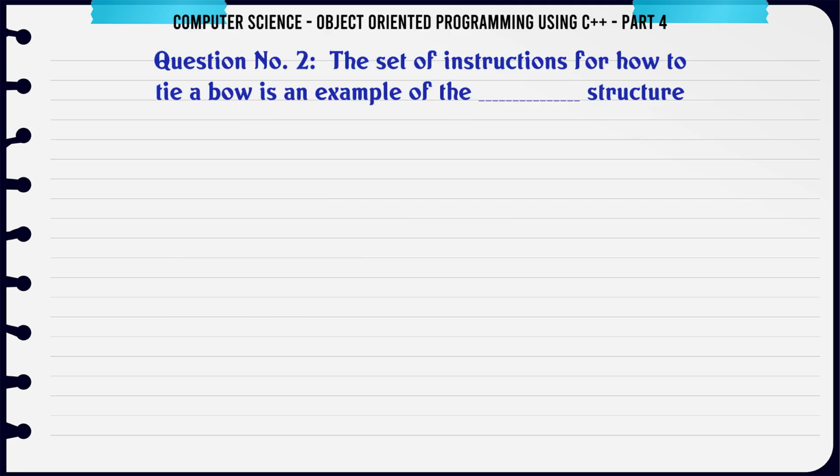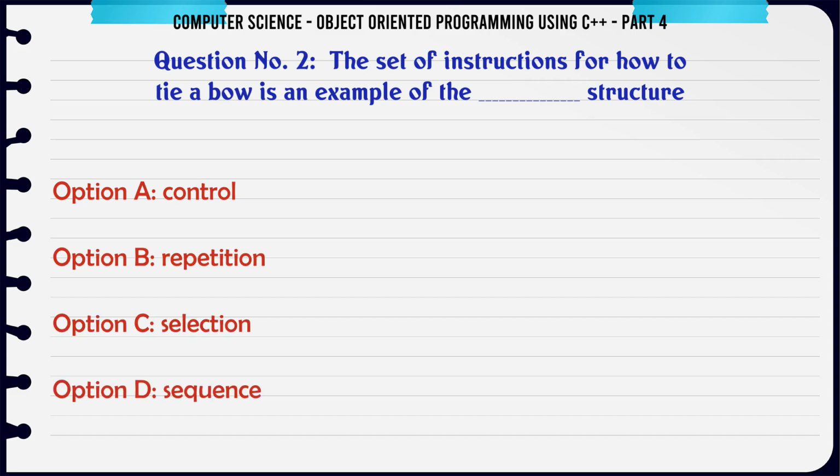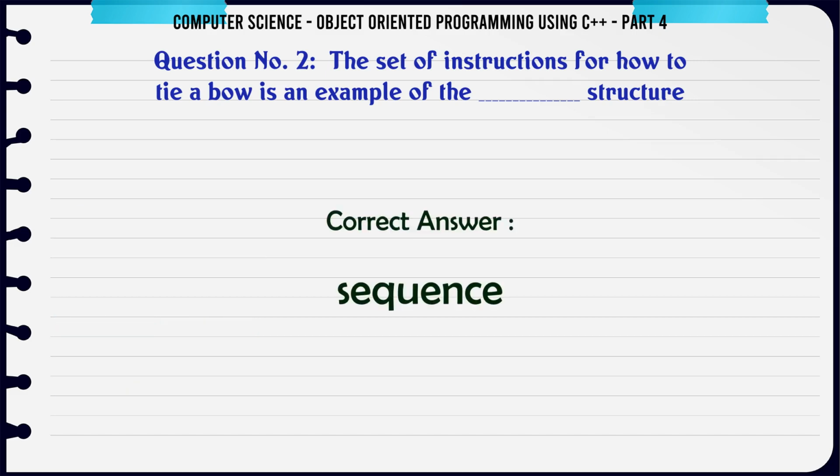The set of instructions for how to tie a bow is an example of the structure: a) control, b) repetition, c) selection, d) sequence. The correct answer is sequence.